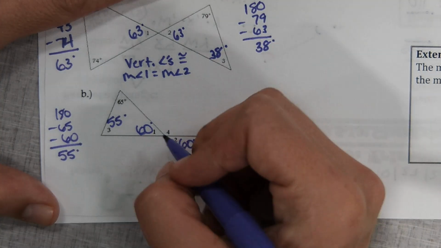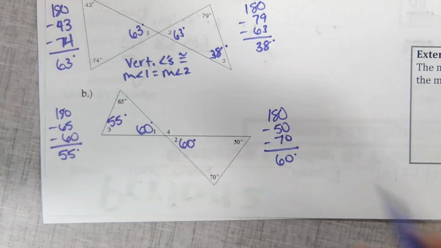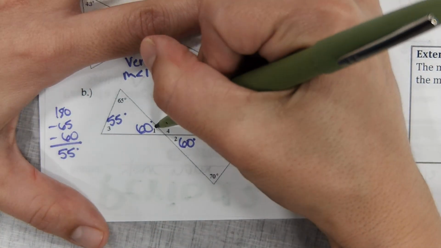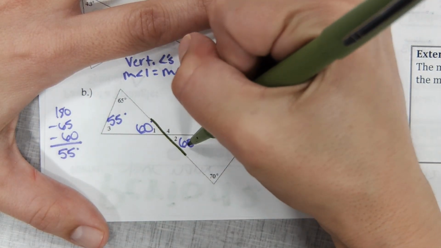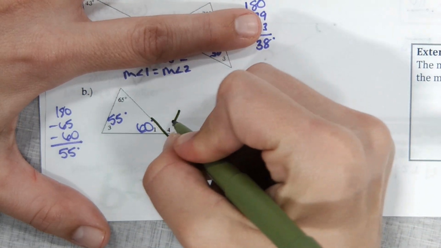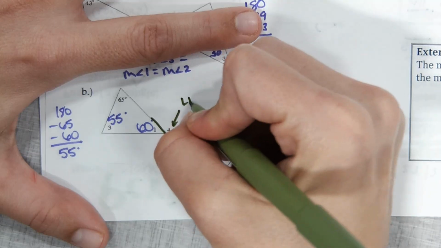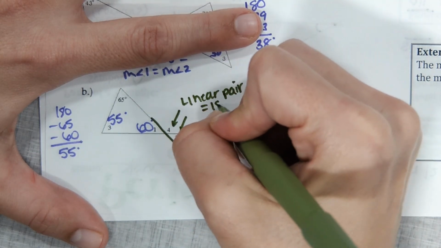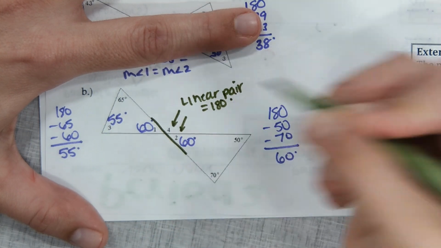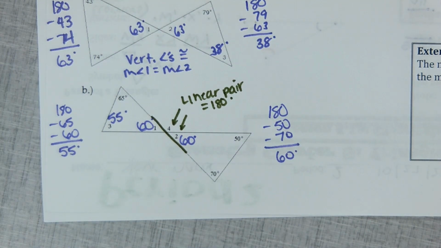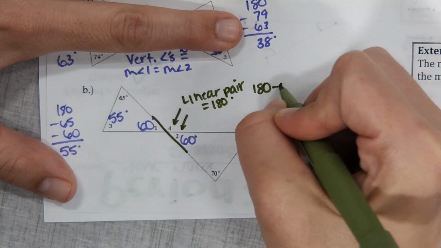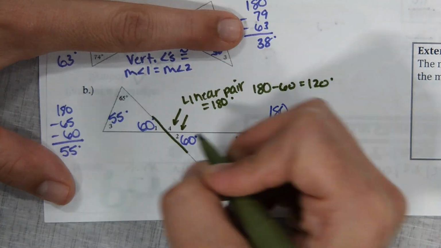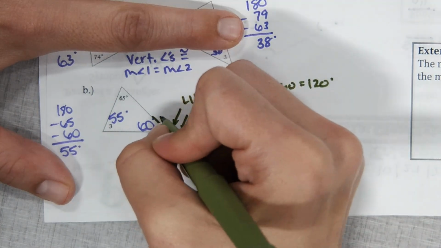And then for measure of angle 4 right here, I noticed that these 2 angles form a straight line, so they are a linear pair. Linear pair. So that means they equal 180 degrees. Like these 2 would add to 180. So then 180 minus 60 equals 120 degrees. So this angle 4 is 120 degrees.